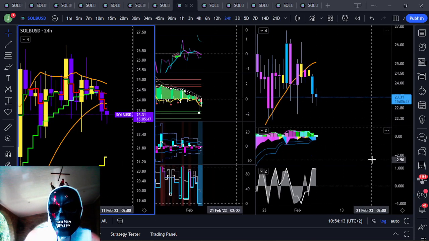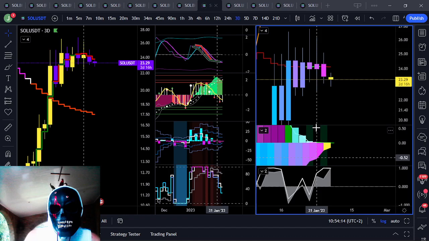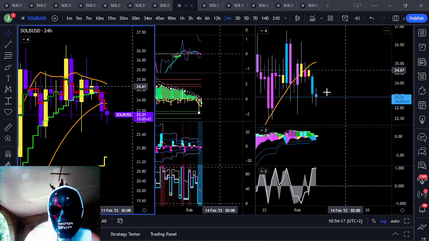Alright, contraction positively correlated to the downside. This is still to the downside. That's the downside.